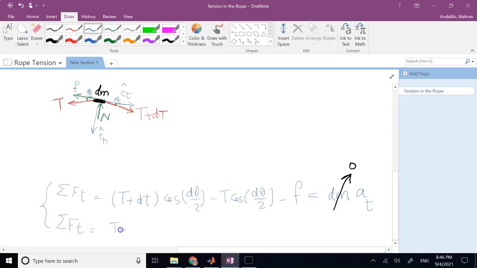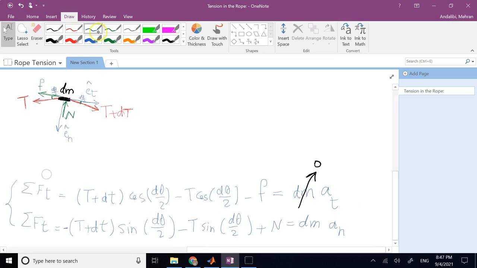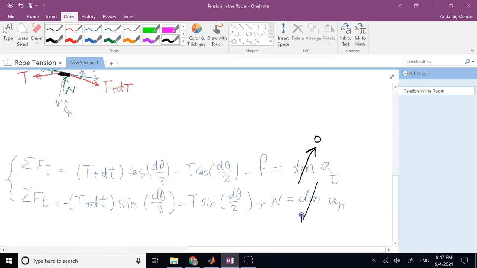In the n direction, the sum of forces in the n direction is going to be T plus dT times sine of dθ over 2. But it is downward, so you need the what? You need the negative. The similar thing for T, that is also negative, so minus T times sine of dθ over 2. Then plus the N force, right? And that is equal to, again, the mass of the element times acceleration in the normal direction. And again, we can consider this to also be what? Zero. So I call them equations 1 and 2.